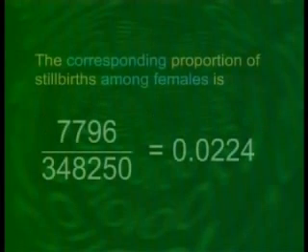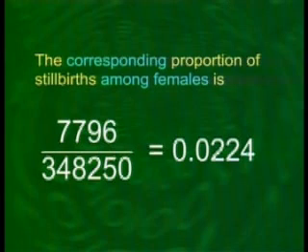0.0234. On the other hand, the total number of female births is 3,48,250, and the number of stillbirths among the female babies is 7,796. So, the probability of stillbirth, given that it is a female baby, is equal to 7796 over 348250, and that is 0.0224. These were the conditional probabilities.